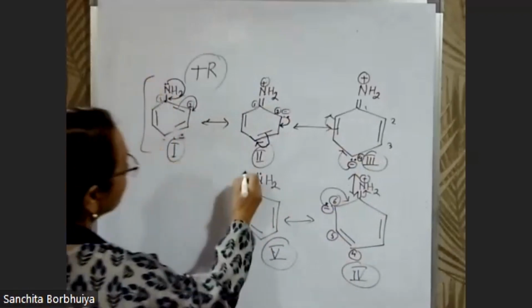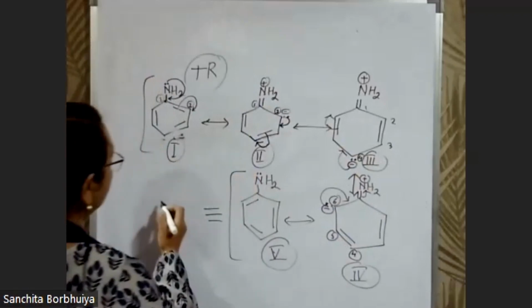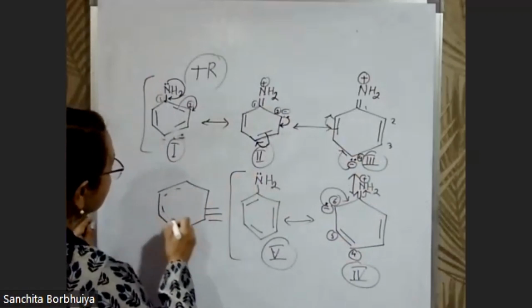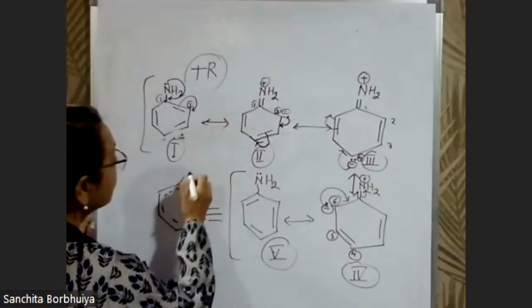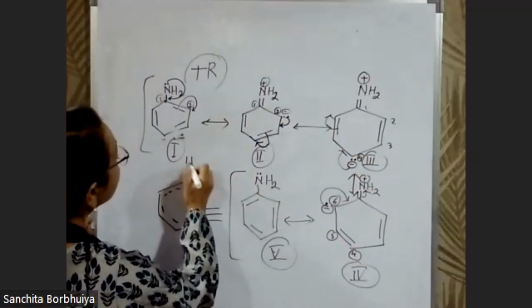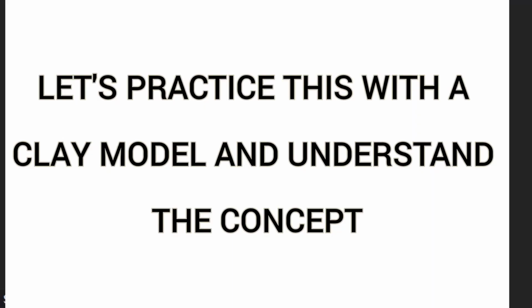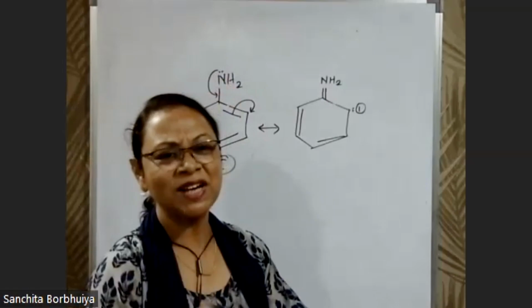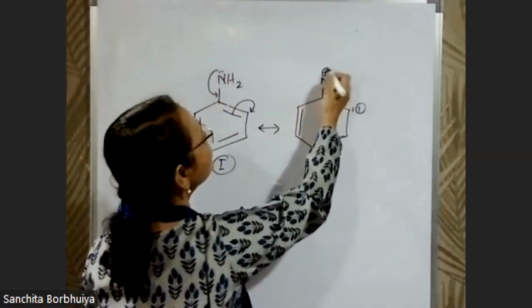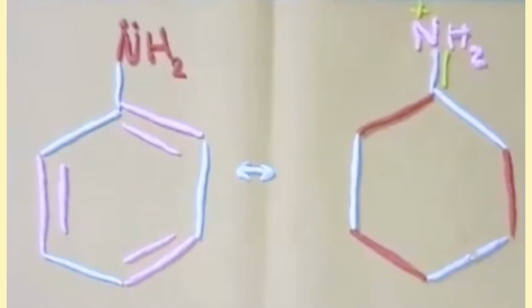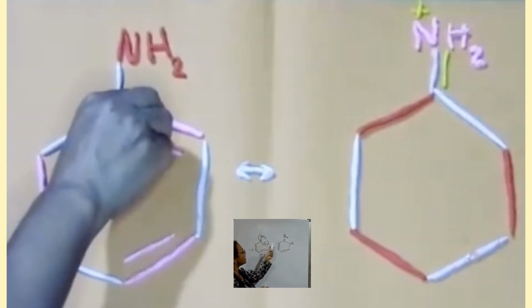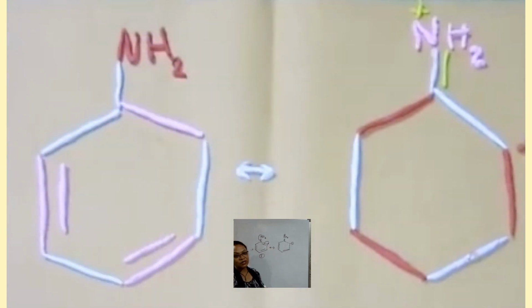Now let us draw the resonance hybrid, the actual structure of aniline. So this is a dashed bond indicating the partial double bond character of all the bonds wherever the electrons have delocalized. Now see, I have drawn this where the lone pair comes here. Come on, get your clay model and try to replicate with me. What happens? What happens? The lone pair is coming here and this pi bond breaking and forming a pair of electrons.